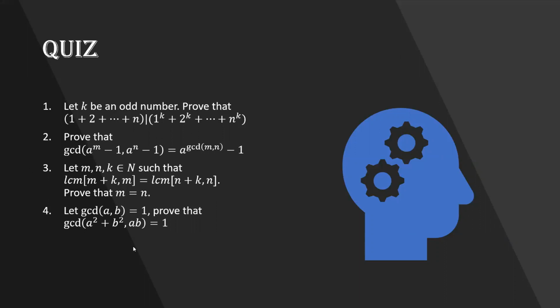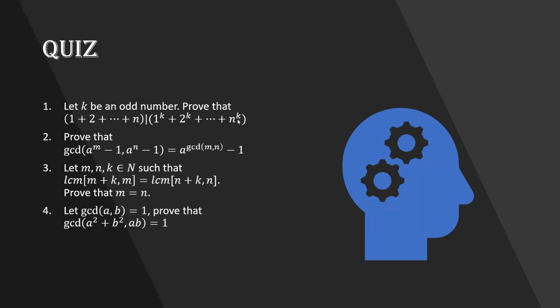The second problem is quite complicated. If you want, you can take this down, or I can just put these quiz problems in Google Classroom. Prove that GCD of a power m minus 1 and a power n minus 1 is equal to a power GCD of m, n minus 1.